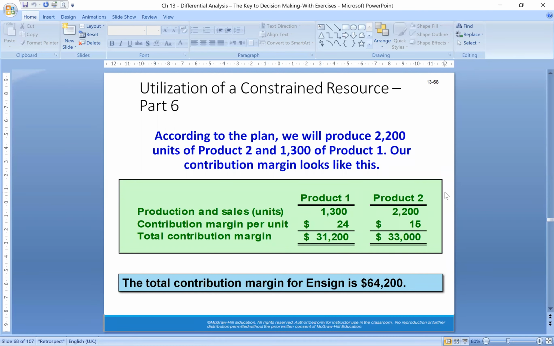The total contribution margin, which is the maximum contribution margin that can be achieved by the company using the limited resource of the machine, is equal to the total, which is 64,200.